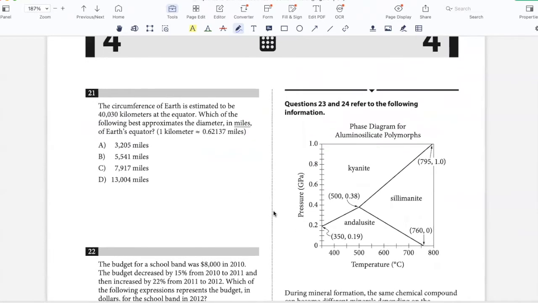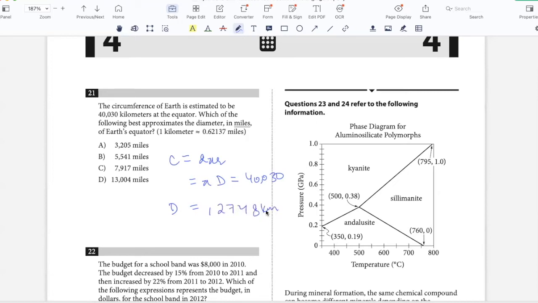The circumference of Earth is estimated to be 40,000 kilometers at the equator. Which of the following is the diameter of the Earth's equator in miles? Okay. So circumference is 2 pi r, which is pi times diameter, and that's 40,030. So diameter will be 40,030 by pi. So that's 40,030 divided by pi. So 12,748.